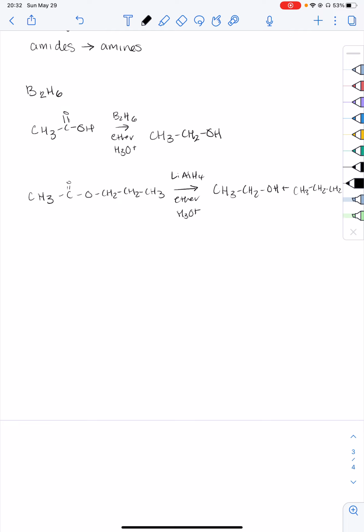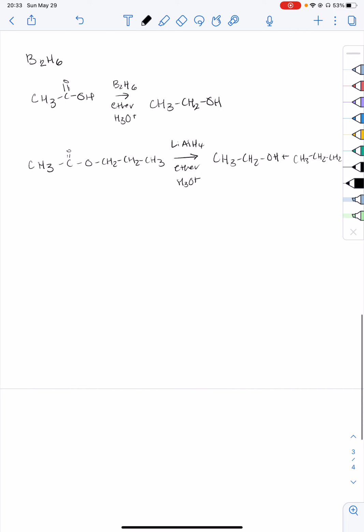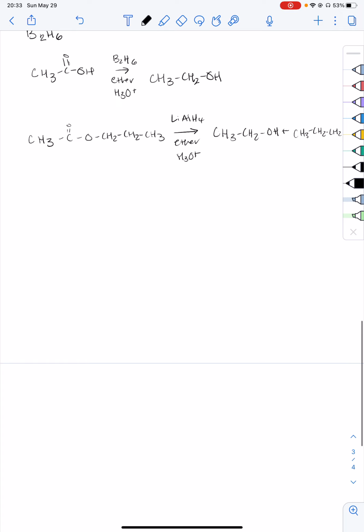For the reduction of acid halides, what you're going to see is acid halides are reduced by, you guessed it, lithium aluminum hydride to primary alcohol. So you can have benzoyl chloride, and that's going to produce benzyl alcohol.